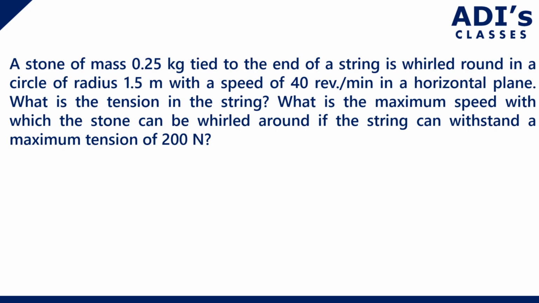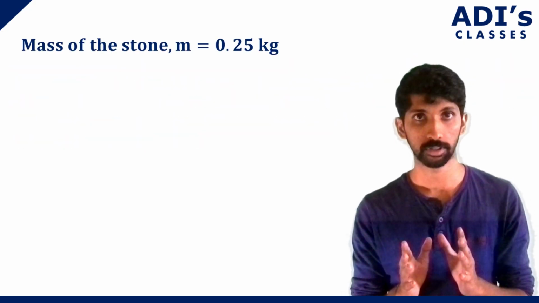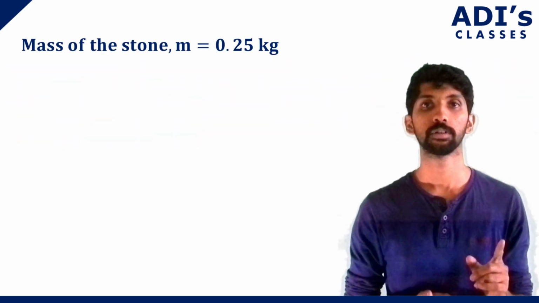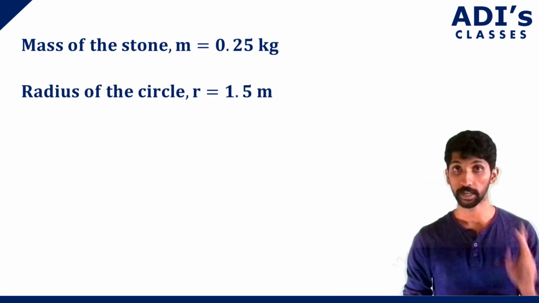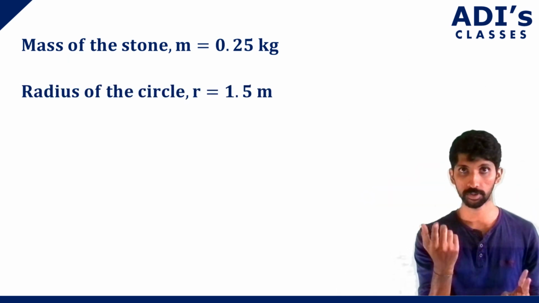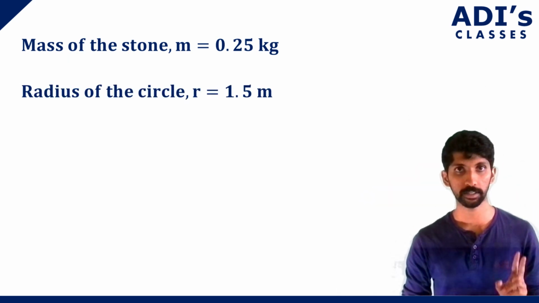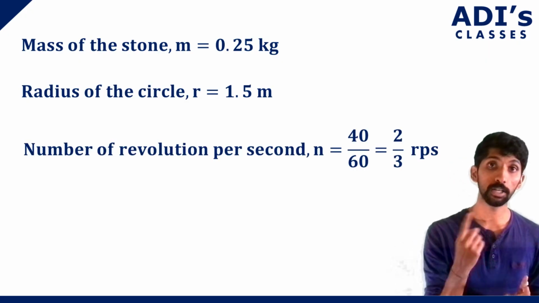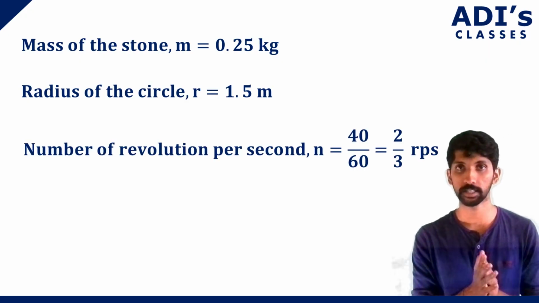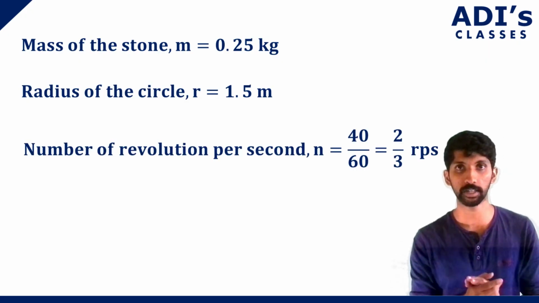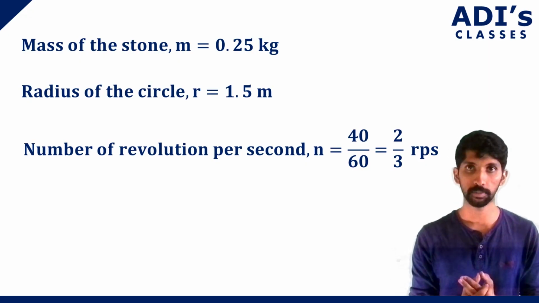Now let's try to figure out what are the things given in the question. First is the mass of the stone, 0.25 kg. Radius of the circle, that is the string length, is 1.5 meter. And the revolutions per minute are given, that's 40 revolutions per minute.